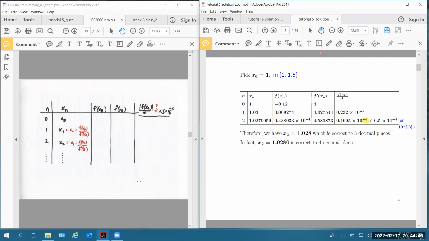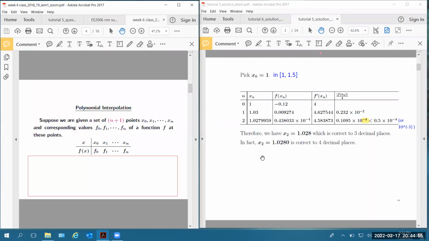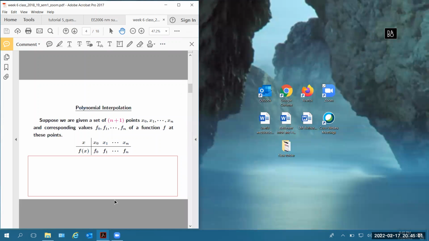So polynomial interpolation. Here we are given a set of n+1 points. I can see the points here: x0, f0, x1, f1, up to xn, fn. So there are n+1 points. And our problem is to find what? To find this interpolating polynomial that passes through every point. So you want to find a polynomial that passes through every point.